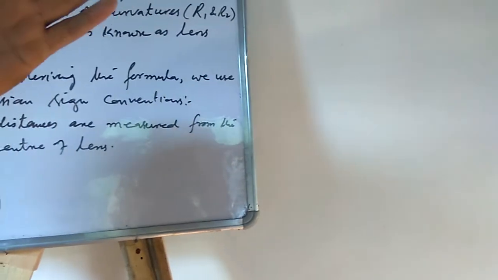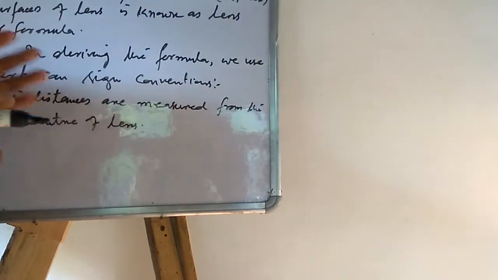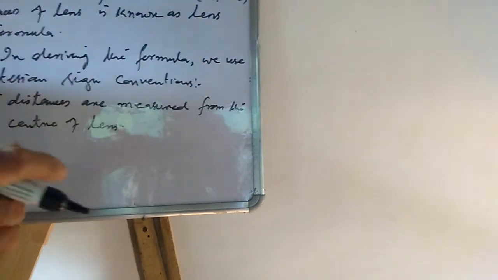Now second, the distances measured in the direction of propagation of the incident light are taken as positive, while the distances measured in the direction opposite to the propagation of incident light are taken as negative. That means if we measure distances in the direction of the incident light, they are taken as positive, and if we measure the distance opposite to the direction of incident light, they are taken as negative.